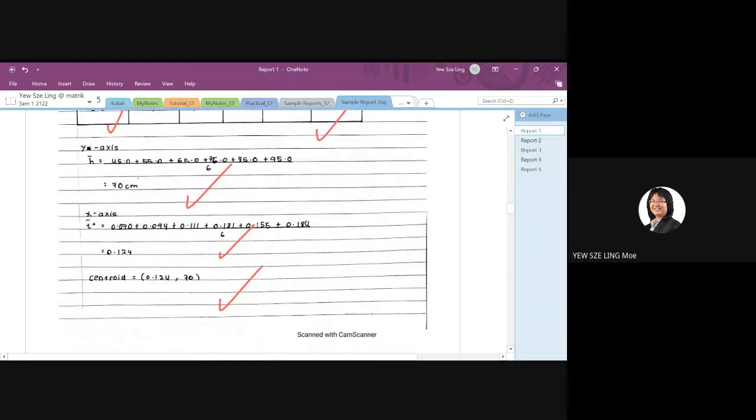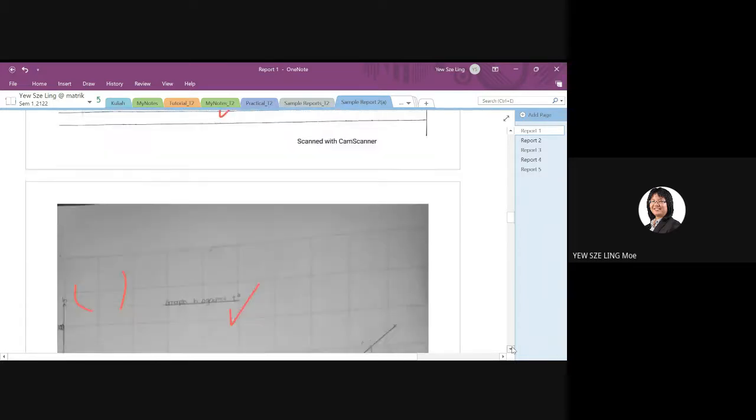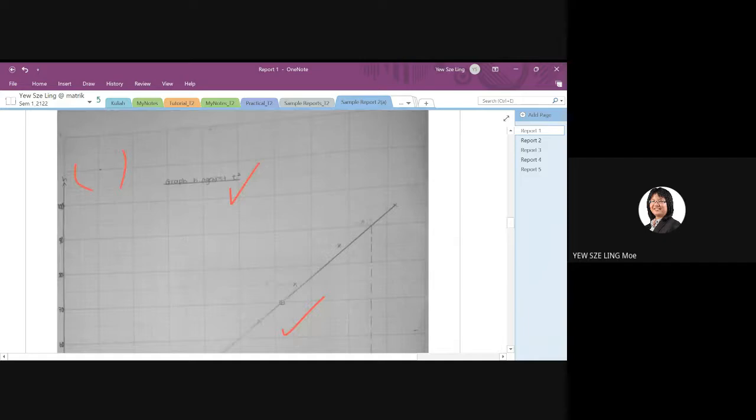So actually this is wrong. It should be 70.0, 70.0 cm, because all your values are given in 3 significant figures, so we better keep it at 3 significant figures. All right, so the unit is missing. The unit is missing, 1 mark will be deducted.